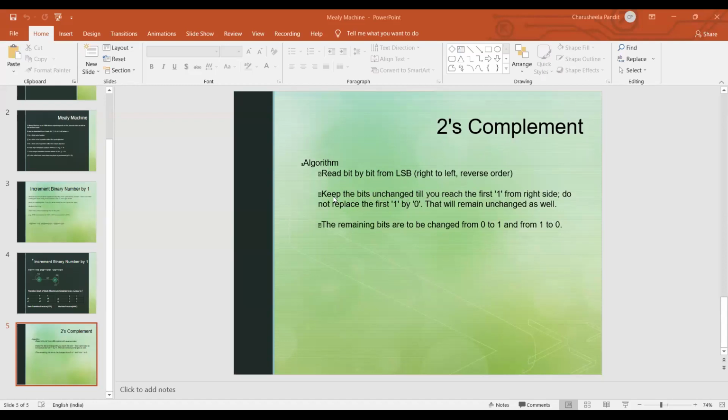It means unless and until you get the first one, you have to keep the bits unchanged. Because it is a binary input, you will have only two types of digits, either one or zero. So if you are not getting the first one, you are getting zeros only. In other words, if you are reading zeros, you keep zeros as they are, and when you come across the first one, you keep that first one unchanged.